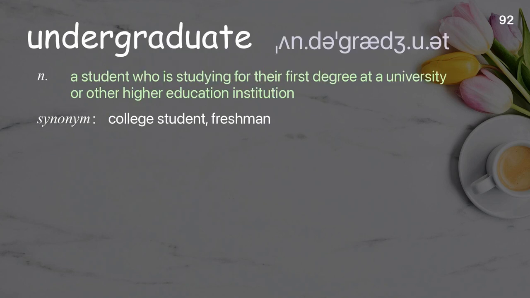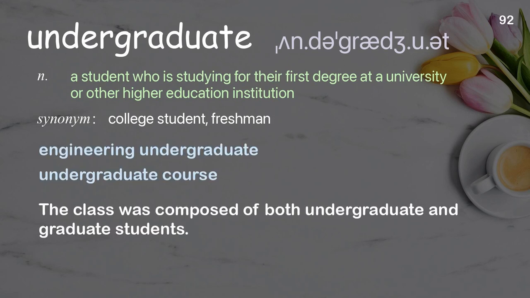Undergraduate: a student who is studying for their first degree at a university or other higher education institution. Examples: engineering undergraduate, undergraduate course. The class was composed of both undergraduate and graduate students.